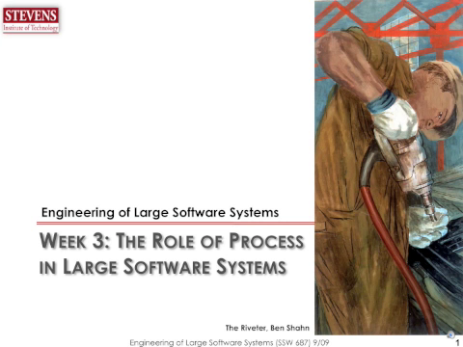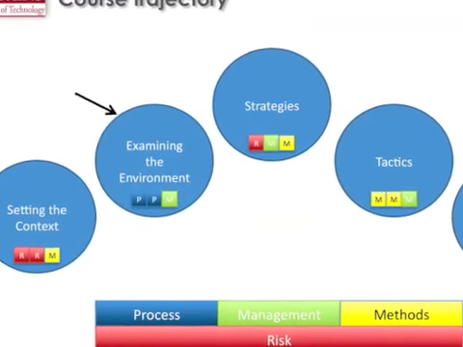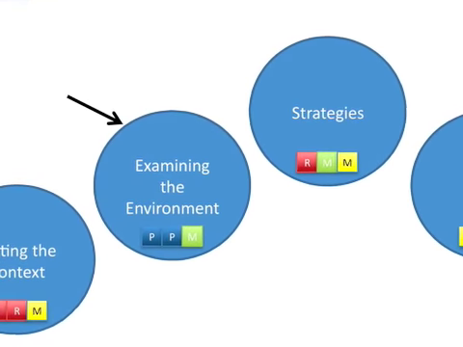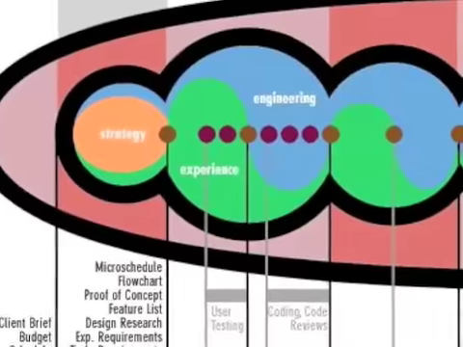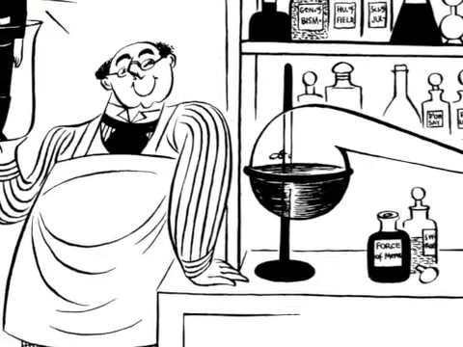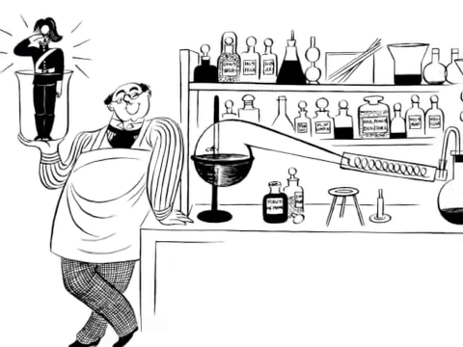Engineering Large Software Systems, Week 3, The Role of Process. This week we move from the problems into characterizing the environment of engineering large systems. In particular, we're going to spend the next 3 weeks discussing process. Not so much what is in the process, that comes later. Rather, we'll discuss how to deal with process and process improvement as part of the engineering activity.